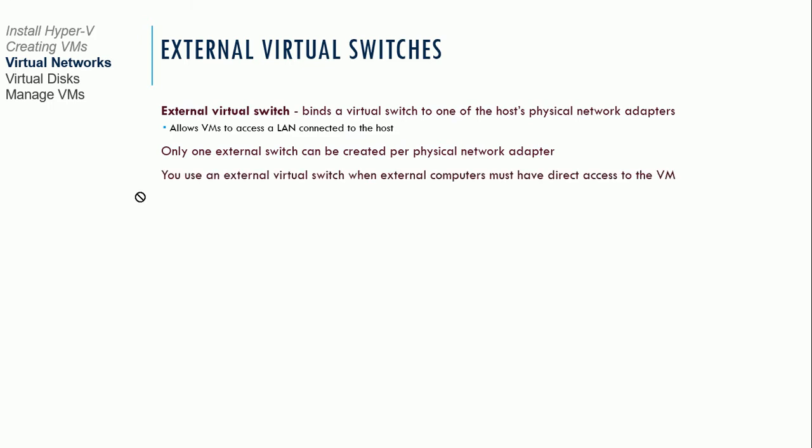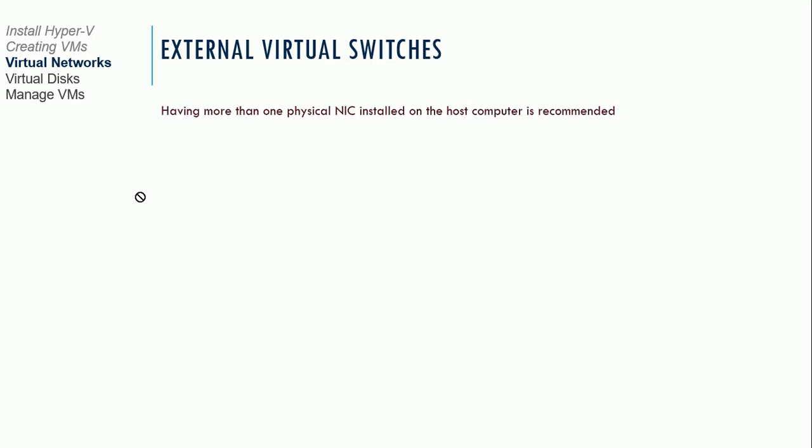Although it seems kind of silly to need to do that. I guess if you had different networks, you might want to do that. Maybe if you're hosting different VMs on different networks or something along those lines. So you can use an external switch when external computers must have direct access to the VM, or when the VM must have access to external network resources. So anytime you want to have direct access to the external network, and this of course is going to be the most efficient way for these VMs to get access to that external network.